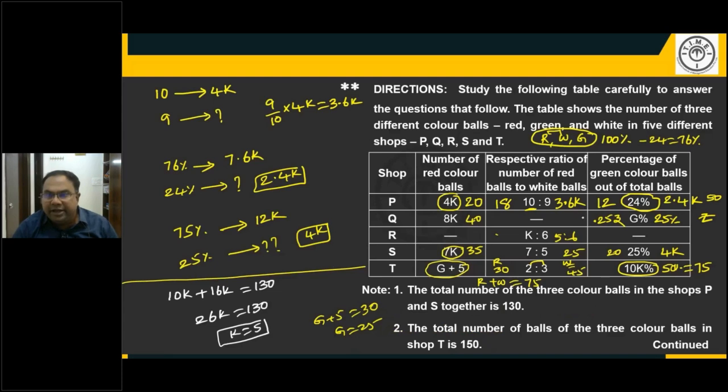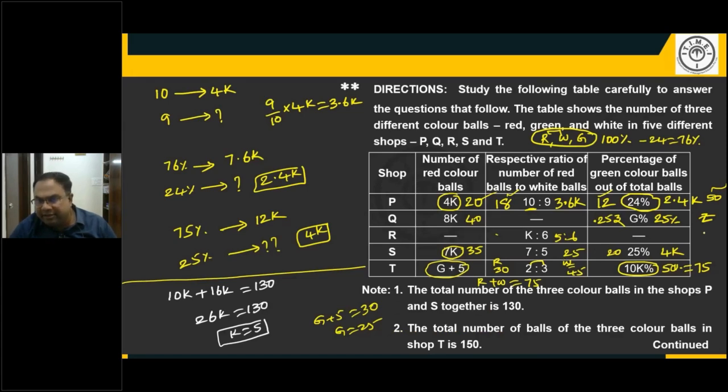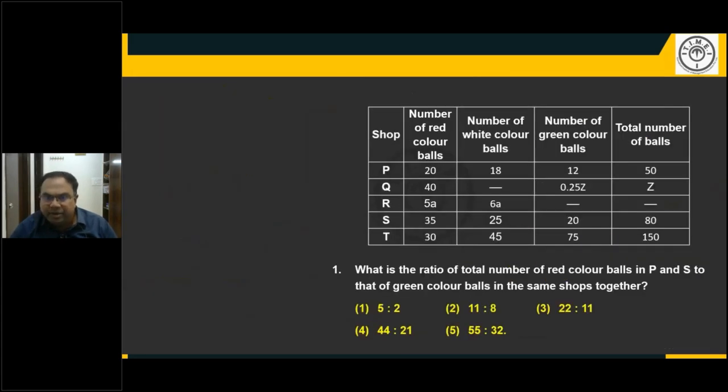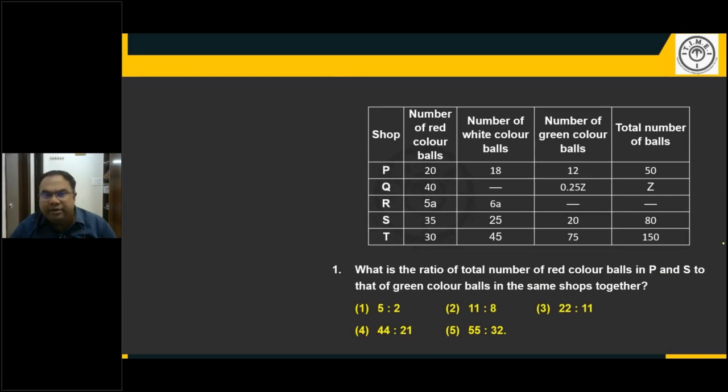2018 12 50. 40.25 Z Z. This is 5:6. So I'm taking 5A, 6A. Okay. 35, right? 25, 20, total 75. 60, 80. Right. Then 30, 45. Then we have 75. 30, 45, 75, total 150. Once you got this one, you can answer the questions easily, right?